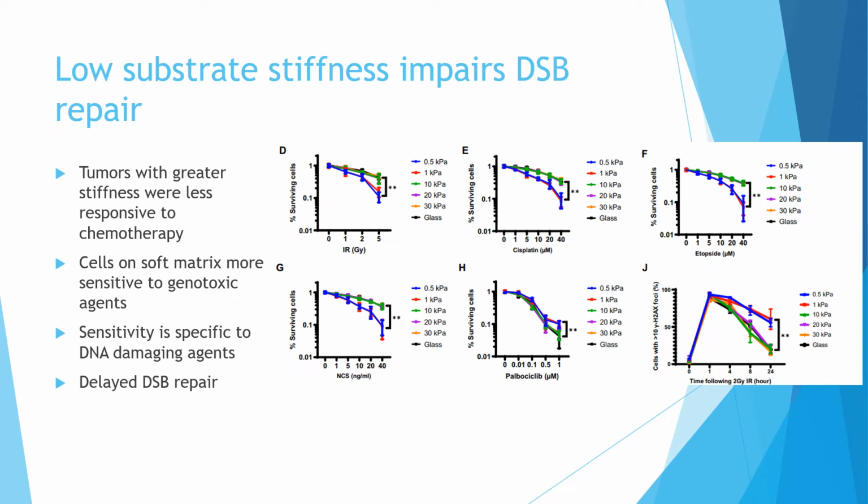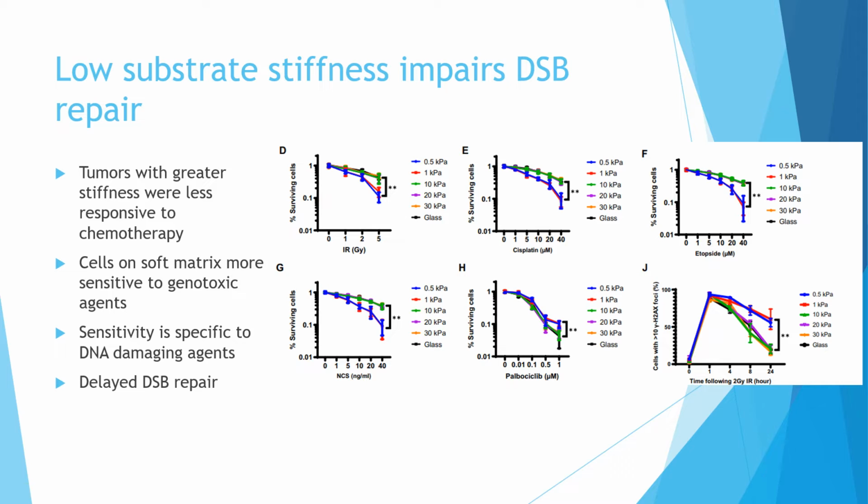So the first finding of this study was that low substrate stiffness impairs double-strand break repair. Initially, with data that is not shown here, they found that tumors with greater stiffness were actually less responsive to chemotherapy than tumors with lower stiffness, and that stiffness was measured by the amount of certain ECM components in the tumors. This prompted the researchers to conduct these experiments in vitro in which they cultured human embryonic kidney cells on substrates with varying Young's moduli, ranging from 0.5 kilopascals all the way to 30 kilopascals in glass.